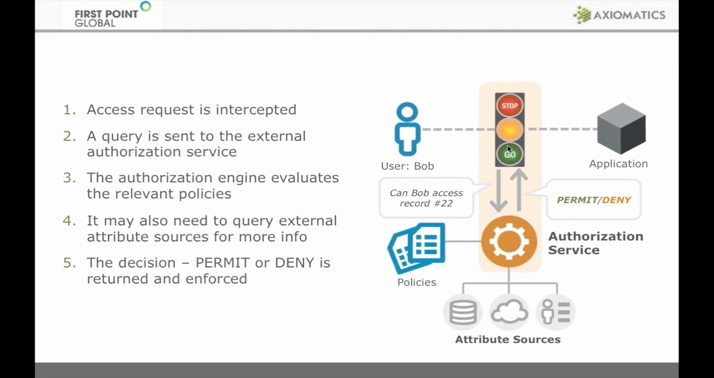And eventually, the traffic light will be responsible for implementing or enforcing the decision. In the case of a permit, of course, access is allowed and the business call goes through to the application. In the case of a deny, of course, the call would be bounced back or an error message would be created.